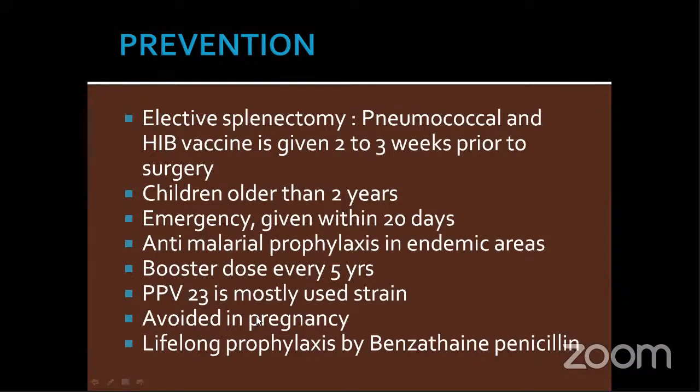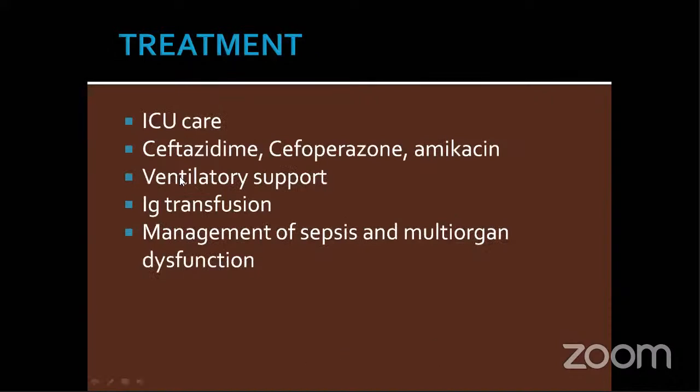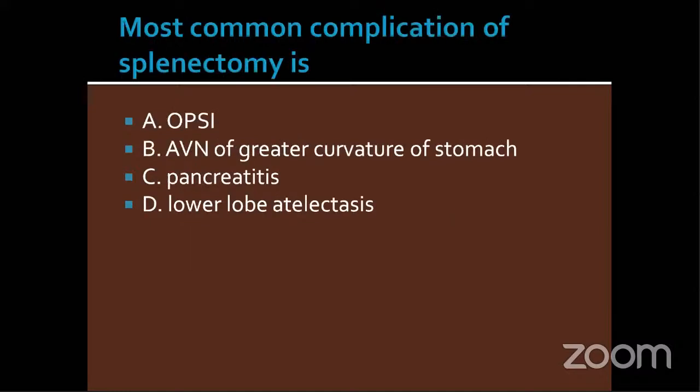It is usually avoided in pregnancy, and lifelong prophylaxis with benzathine penicillin has to be given. Certain centers and institutes usually do not recommend it, but most of the centers will recommend benzathine penicillin lifelong prophylaxis, or at least even for 5 years. Then the treatment of OPSI: the patient has to be admitted in ICU, and these are the antibiotics. If the patient is developing ARDS, he has to be under ventilatory care and immunoglobulin transfusion. Management of sepsis and multi-organ dysfunction depends on the renal failure or hepatic failure, or if the patient is in DIC, the patient has to be treated accordingly.